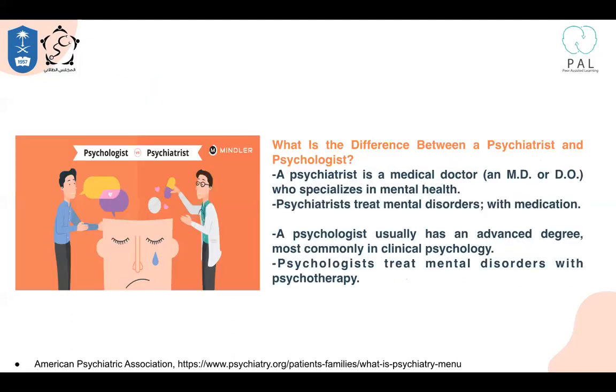So what is the difference between a psychiatrist and a psychologist? A psychiatrist is a medical doctor specialized in mental health and they treat mental disorders with medication. Whereas psychologists have an advanced degree in clinical psychology and they treat mental disorders with psychotherapy.